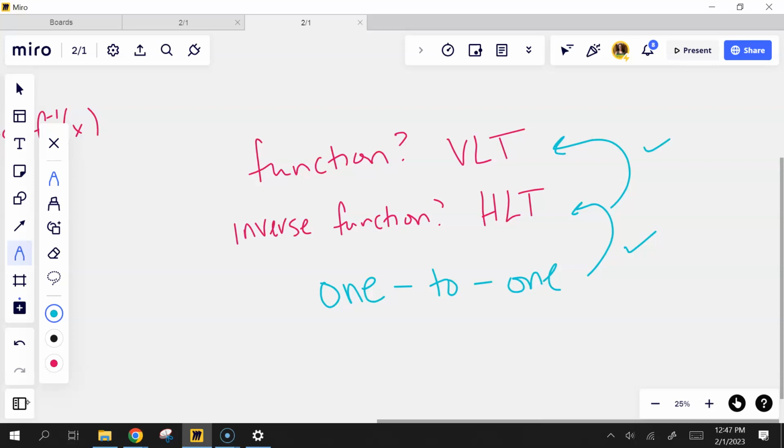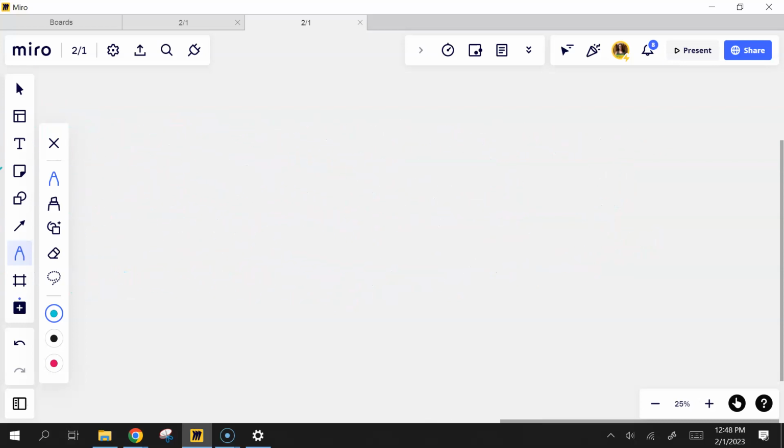Okay, so one-to-one means it is a function as well as its inverse is a function if it passes vertical line test, horizontal line test. Let me give you some examples. You tell me yes or no if they're one-to-one. Are you ready? No, I'm just kidding. It's not a competition. Yes, it's one-to-one.